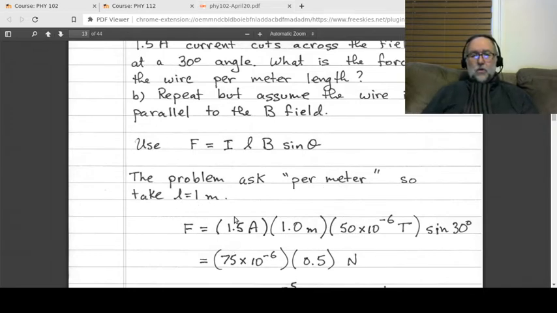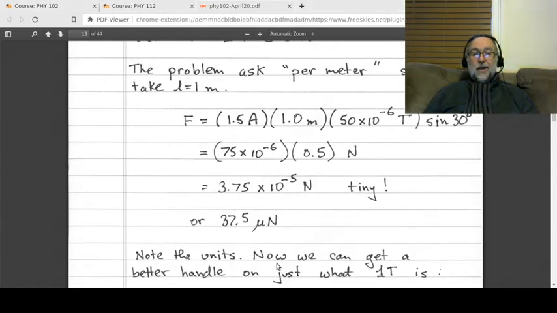Okay, and so it's just as simple as plugging in the numbers. Your current, I told you, was 1.5 amps. Your length is 1 meter because we want to look per meter. The magnetic field, I told you, was 50 microteslas. Micro is 10 to the minus 6, so 50 times 10 to the minus 6 teslas. And you work this out, and it turns out to be a really tiny number, only 37.5 micronewtons, or 3.75 times 10 to the minus 5 newtons per meter. So a meter of this wire would barely feel any force on it. Nonetheless, it's measurable, but it would be very, very tiny.